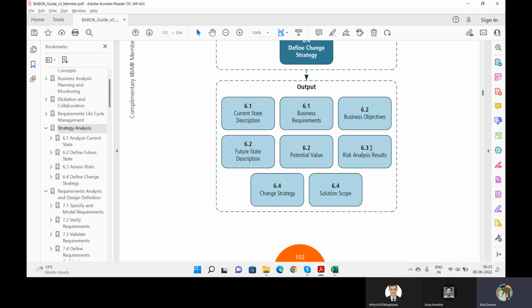Risk analysis. To reach from here to here, what is the risk I need to analyze? Paisa lagega, time lagega, family can be put on the risk at that time. Kyunki main apna career change kar raha hu pura.